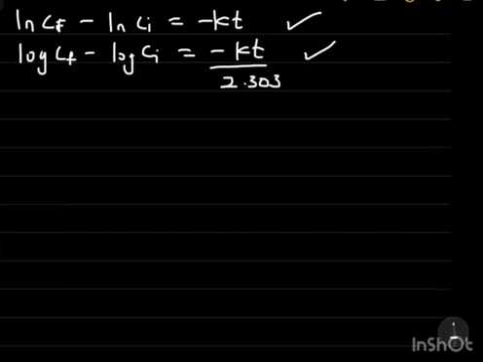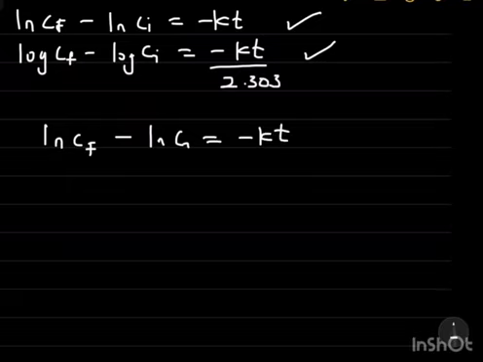Let's talk about the graphical representation for first order reaction. Okay, from ln C final, the final concentration, minus ln C initial equals minus kt.